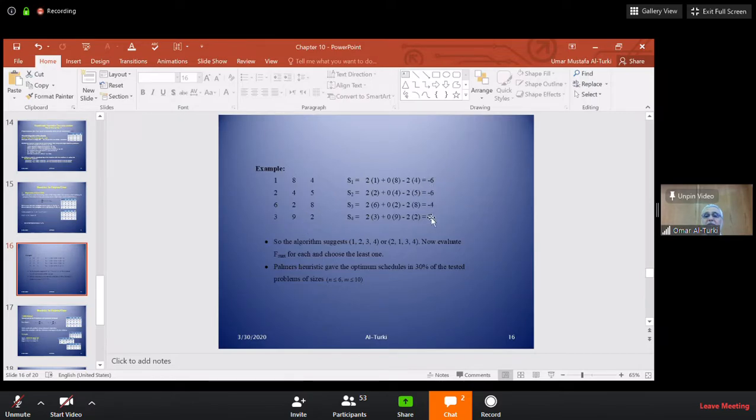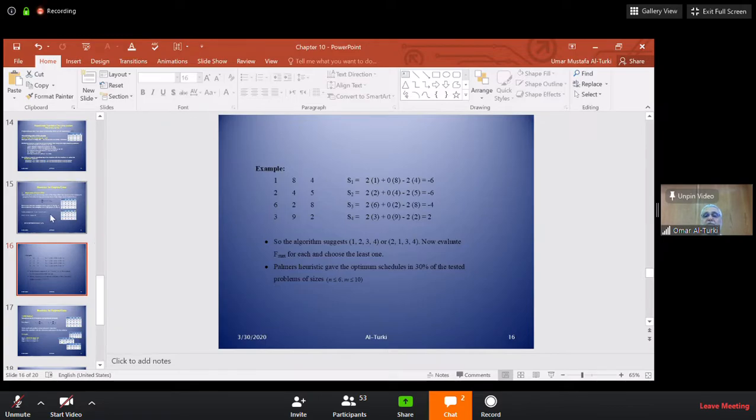And you see that these are S1, S2, S3, and S4. Now you put them in non-decreasing order, meaning you start with the smallest. Which one is the smallest? The smallest is minus 6. So both job 1 and job 2 tie. You will either start with job 1 or job 2, and then you go to job 3 and then job 4. You have 2 alternatives for your sequence. You can evaluate the corresponding Cmax for both of them and choose the one that gives you the minimum.